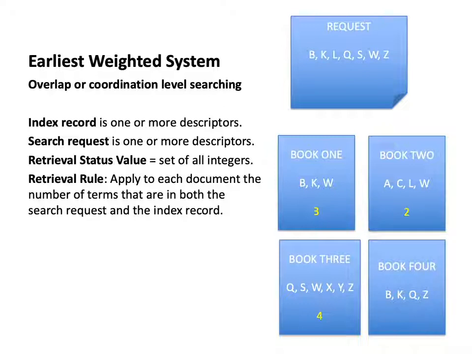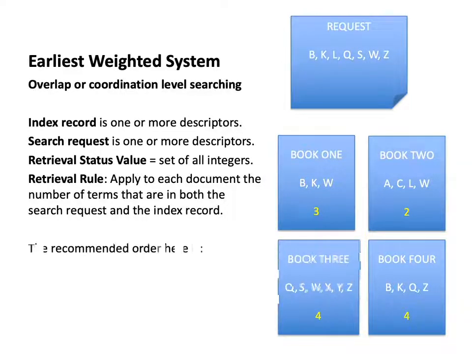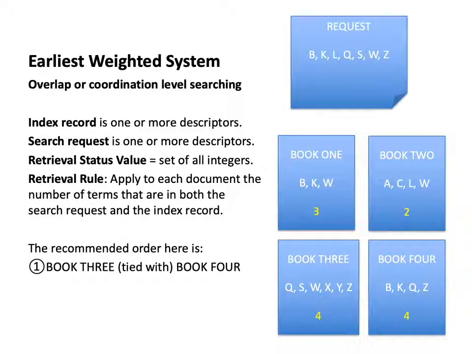So the recommended order here in probability of satisfaction to the user is book 3 and 4, which are tied, although they're different. The overlap number is the same. Then book 1, which has 3, and book 2, which is not totally irrelevant. It's not 0, but it is the least useful, predicted to be the least useful of all the documents in our collection.